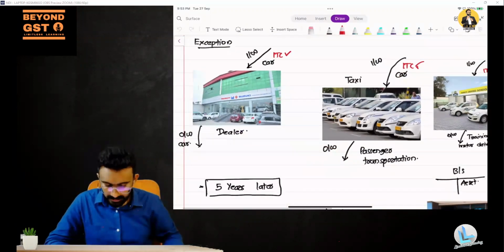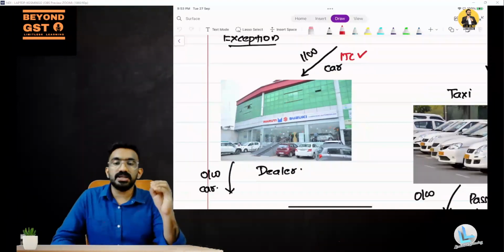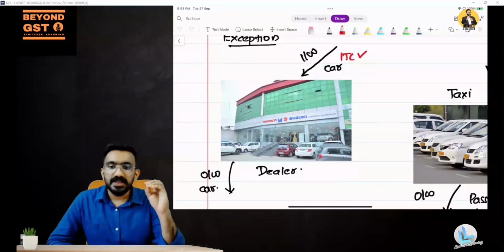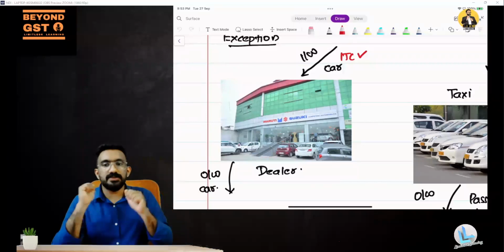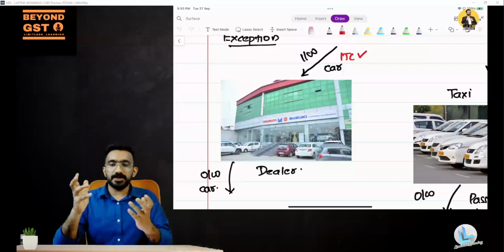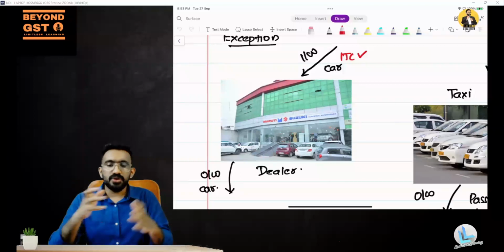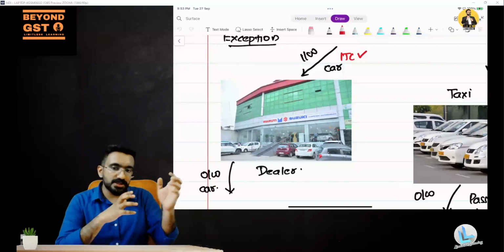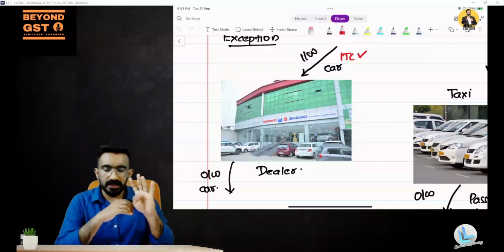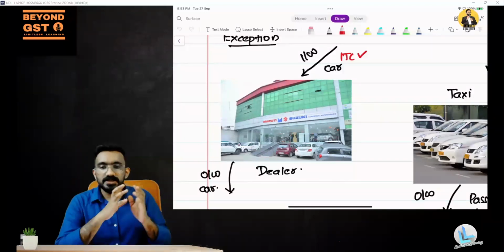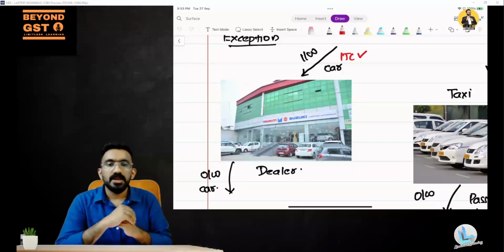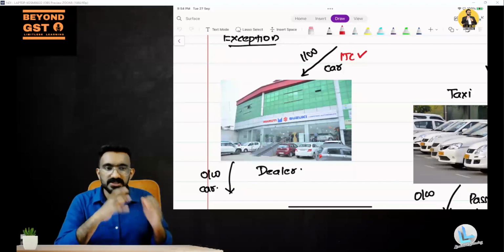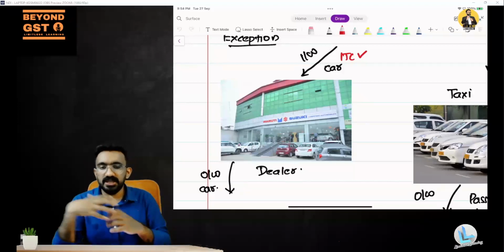Say the first one. Suppose a Maruti Suzuki dealership is purchasing 10 Swift cars from the Maruti Suzuki company, the manufacturer. For what purpose? To sell it. So when the dealership is purchasing 10 Swift cars, is that Swift car meant for transportation of passengers having seating capacity less than 13? Yes. Are they purchasing it and treating it as an asset, or as their stock in trade?